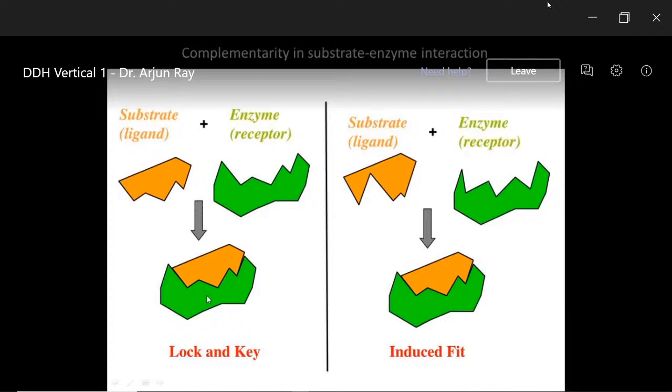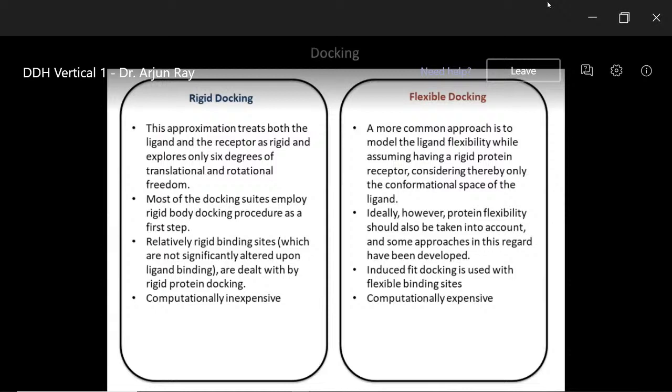Now, both of these models were basically developed for enzyme-substrate interactions. This is exactly what you can imagine when it comes to the drug-receptor interaction, and to perform that computationally is the whole field of docking. Like I previously explained, even in the docking field, we have what is known as rigid docking and flexible docking. Rigid docking is an approximation that treats both the ligand and the receptor as rigid and explores only the 6 degrees of translational and rotational freedom.